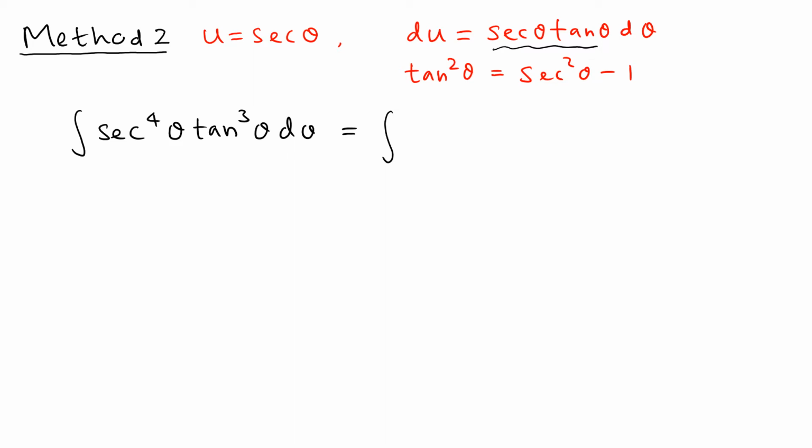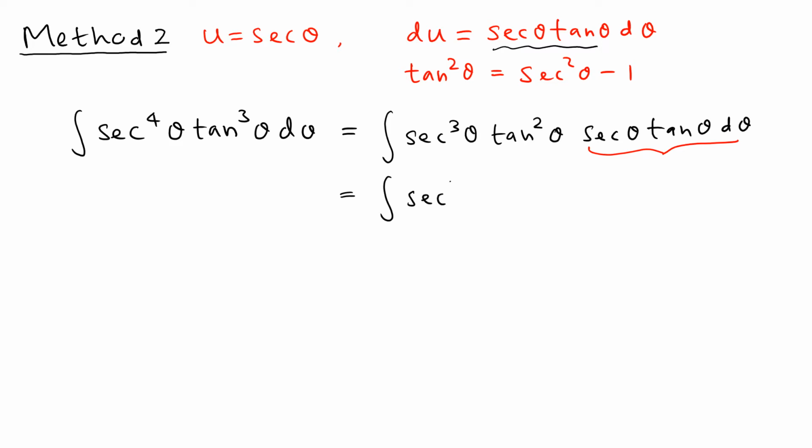So we can rewrite this as secant cubed theta, and then take a tan term out, so tan squared theta, and then we isolate the secant theta tan theta term for the derivative part. This part we leave like that. We rewrite the rest of the integral using secant only. The secant we leave, and the tan squared we rewrite as secant squared theta minus 1. And then we already have the secant theta tan theta d theta term.